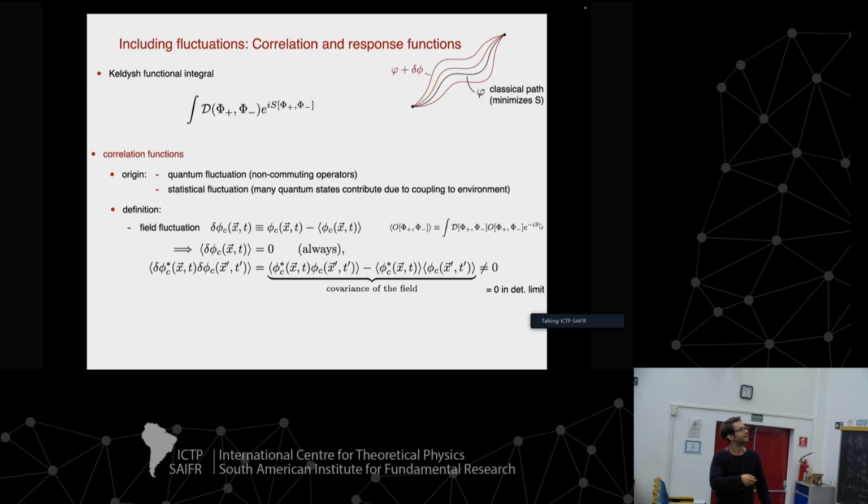Yes, statistical fluctuations. I was wondering about, first, if you could elaborate, because it's not clear to me how many quantum states contribute due to coupling to the environment. It's not clear to me this connection between the two, the source of statistical fluctuations. This is the first question. And the second one is, is it possible to have a proxy of pure quantum effects, because it looks like correlation functions can have these spurious contributions. And so some sort of entanglement entropy analog or similar.